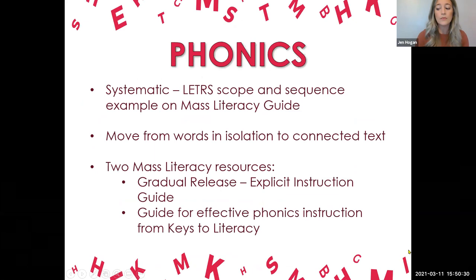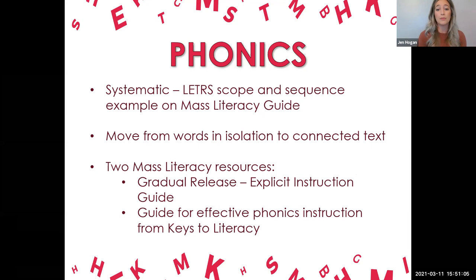As for phonics, I implement a systematic phonics routine into my, for me, it's small groups, but this could be done in the classroom as well. There is a scope and sequence example on the Math Literacy Guide for you of all of the phonics skills from simple to most complex. That comes from the LETRS program, which is from Louisa Moats and Carol Tolman. It's just an example. You could do this differently. There really isn't a formally accepted scope and sequence in the field of reading. They all are generally the same, but they might have a few differences. But that LETRS one is a good place to start if you're looking to implement some of this into your instruction.